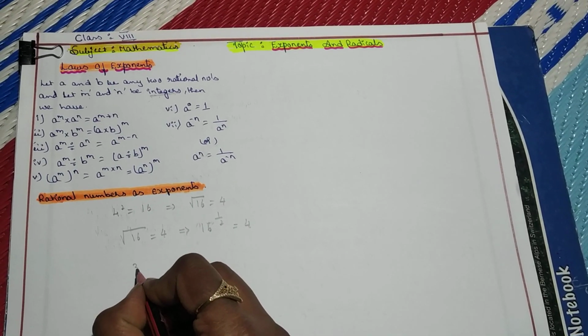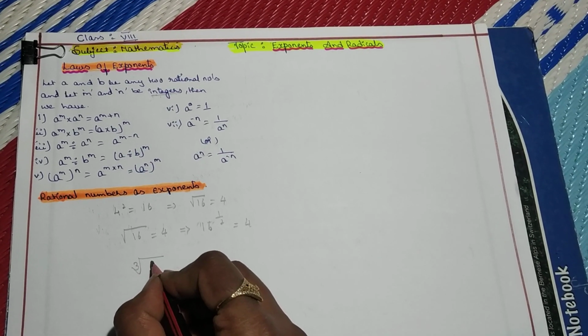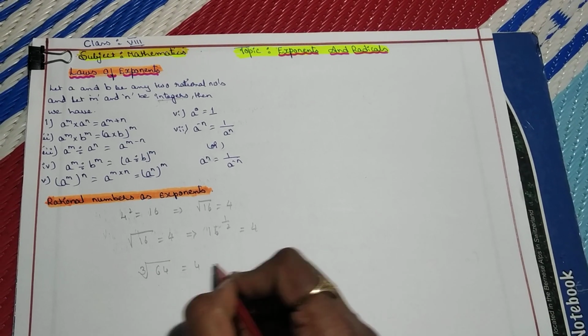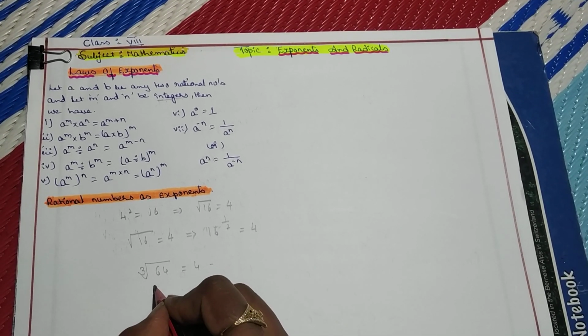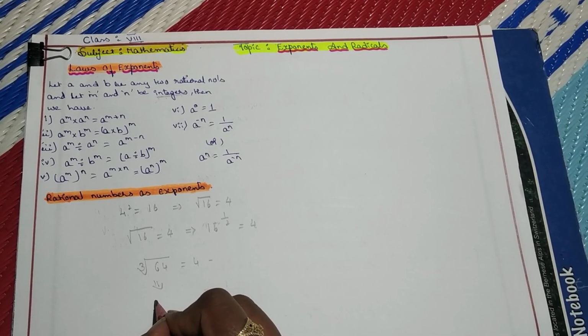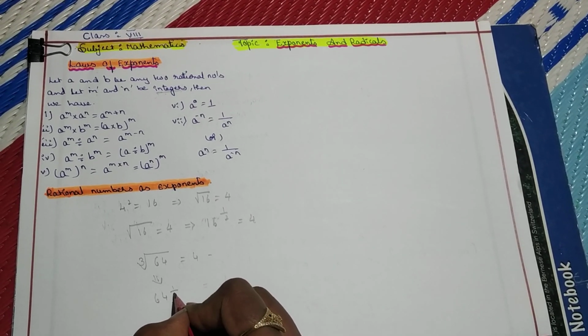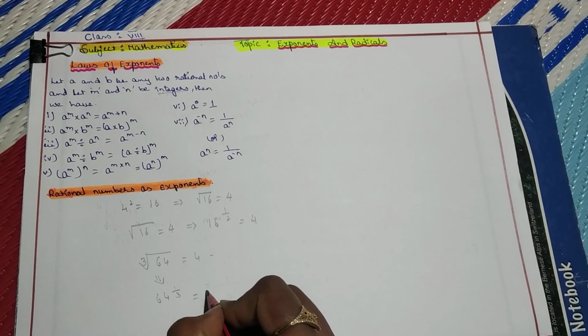Similarly, in another example, the cube root of 64 is nothing but 4, where this can be expressed as 64 to the power of 1 by 3 is equal to 4.